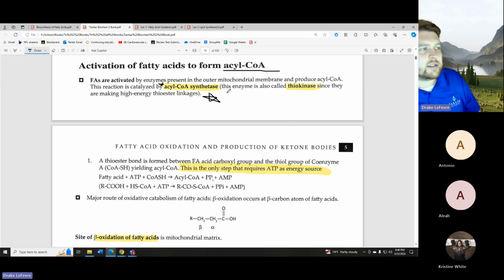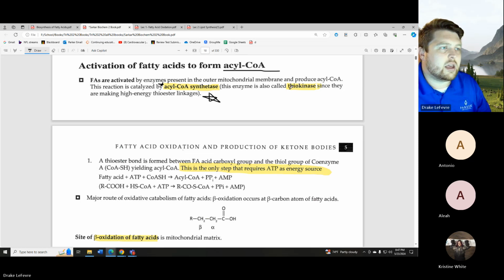The acyl-CoA synthetase is going to make what type of linkages? Thioester linkages. Or a question like, thioester linkages are formed by which of the following enzymes? The acyl-CoA synthetase, aka thiokinase. I'd write down both of those, make sure you have those. Those are the same thing and what they do.